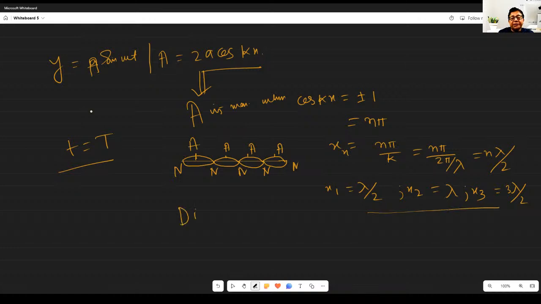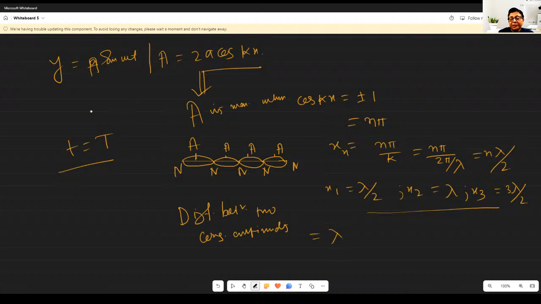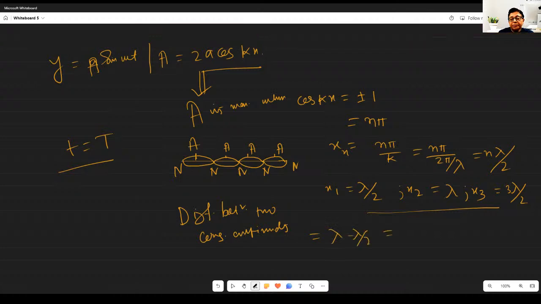So the distance between two consecutive antinodes is what? Tell? Lambda by 2. Okay? And lambda value if you substitute, lambda can be expressed in terms of 2 pi, but we are not doing it. Just write lambda by 2. For maximum, this is okay.